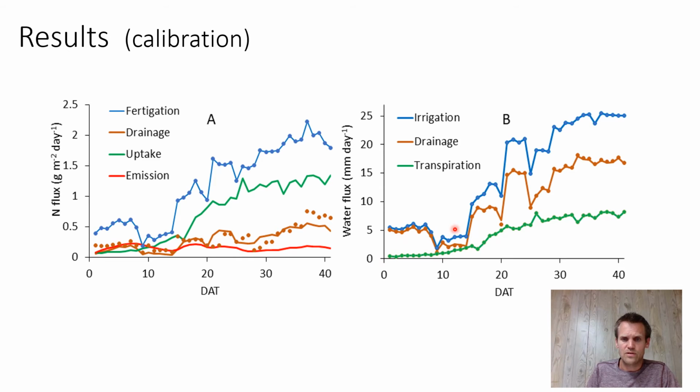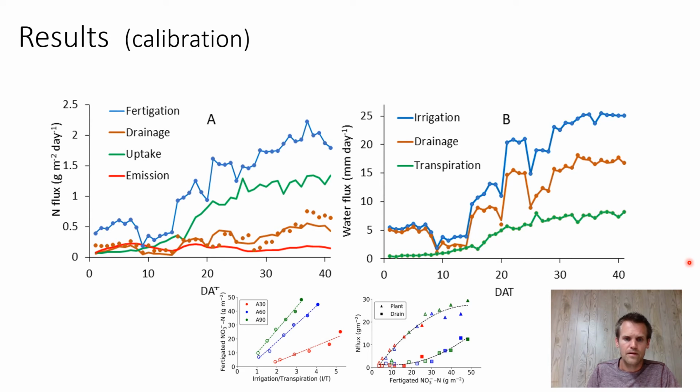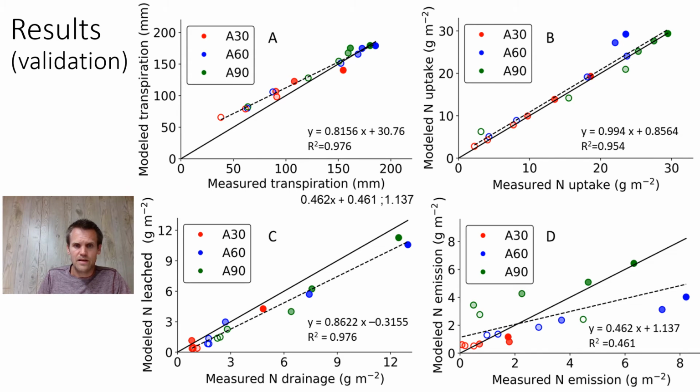And the water flux looked like this. We measured the irrigation, drainage, and transpiration over time, and so that was very close. The simulated was very close to the measured data. Just to remind you, the treatment that we used for optimization is this highest one here, which received the maximum amount of fertigation. Then we did a validation, so we put all 18 treatments into the model, ran the simulations, and then we saw that the model explained very well the reduction in transpiration with reducing nitrogen applications.